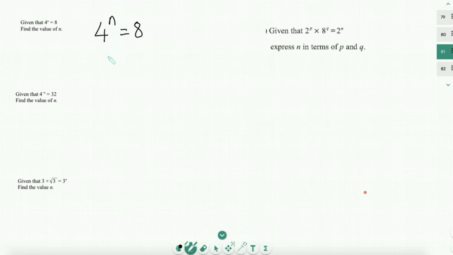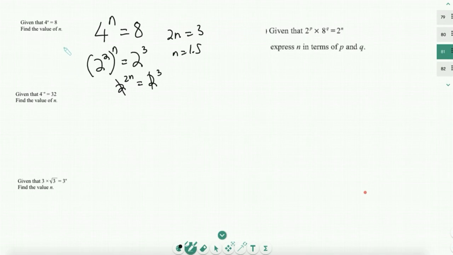Well, this was just 2. 2 to the power of 2 makes 4, and that's being powered by n. And 8 is basically 2 to the power of 3. Now we can use our indice rule, the inside-outside rule. We'll multiply the inside-outside exponent. So 2n equals 2 to the power of 3. Cancel them out because the bases are the same. 2n equals 3. 2 times something is 3. n is 1.5. Next one.